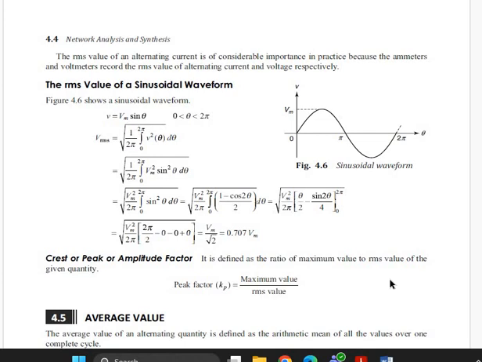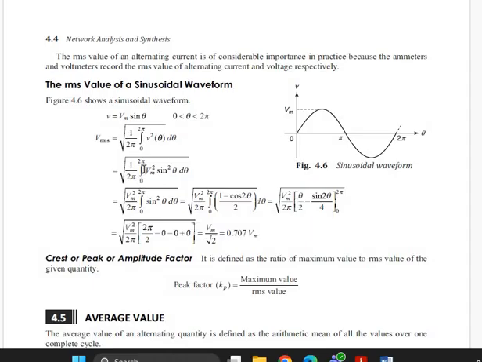The RMS value of a sinusoidal waveform. The figure shows a sinusoidal waveform. Then v is equal to Vm sin theta. The theta ranges between 0 and 2 pi, that is 360 degrees. So Vrms is equal to the square root of 1 by the maximum angle, that is 1 by 2 pi time period, into the integration from 0 to 2 pi, which is the angle difference, of v squared of theta into d theta.